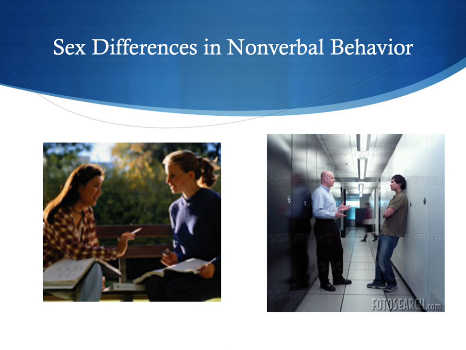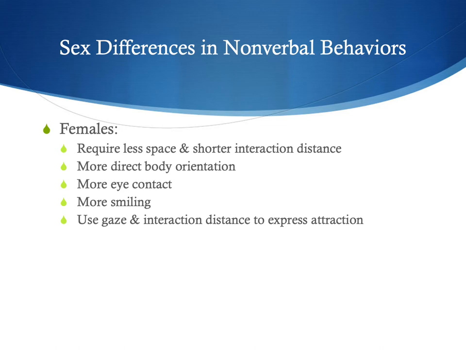There are consistent gender differences in nonverbal behavior as well. Females, compared to males, require smaller interaction distances and less personal space in general. They tend to orient themselves more directly, engage in more eye contact, more smiling, and they're more likely to use the amount of gaze and their interaction distances to express the degree of attraction they feel toward their partner. So notice that most of the female nonverbal behaviors are in general more intimate. There's closer interaction distances, more eye contact, more direct body orientation.